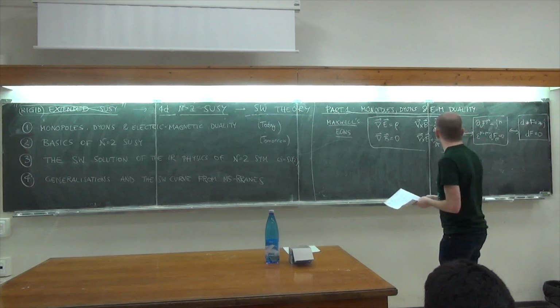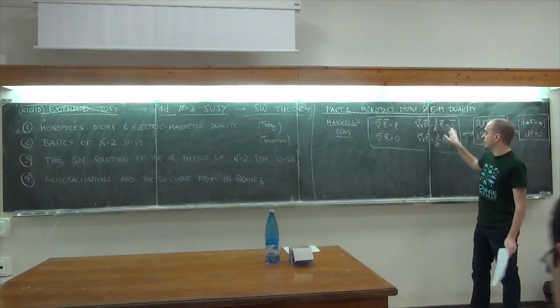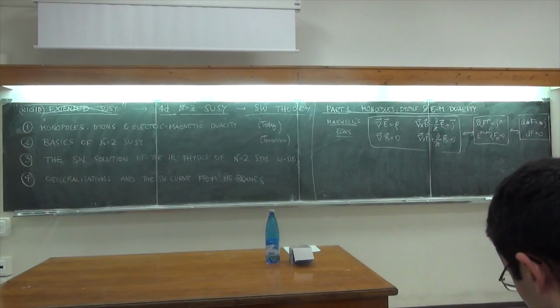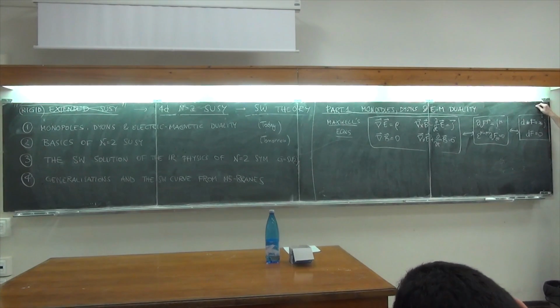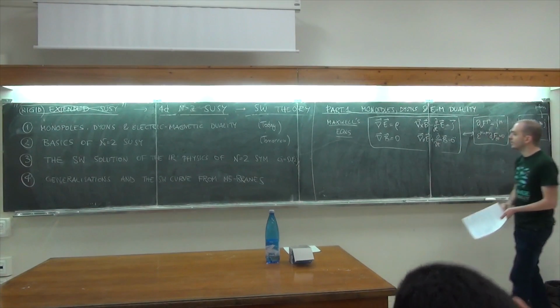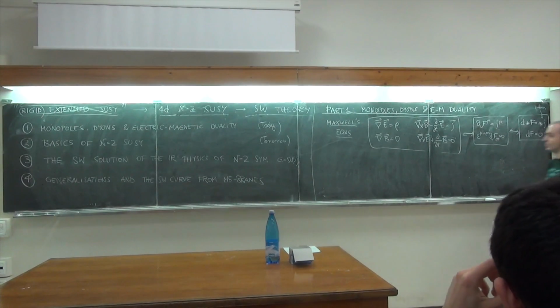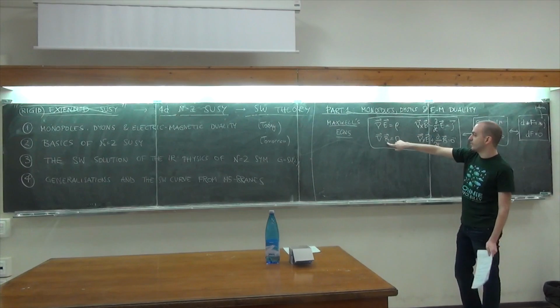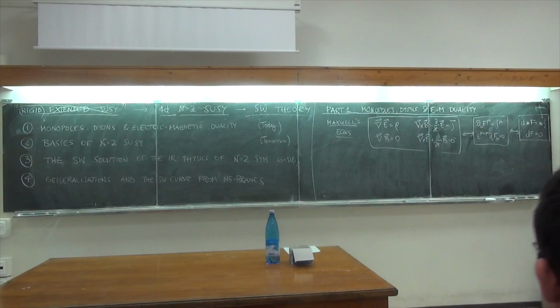So let's first consider Maxwell's equations in vacuum, where ρ and j, or say j here is the current 1-form, are 0. Then clearly Maxwell's equations, when ρ and j are 0, have a nice symmetry, which is called electric-magnetic duality, which exchanges the electric field with the magnetic field and the magnetic field with minus the electric field. Okay?